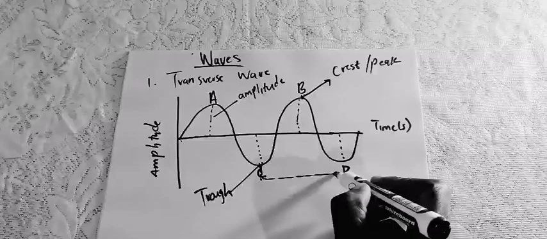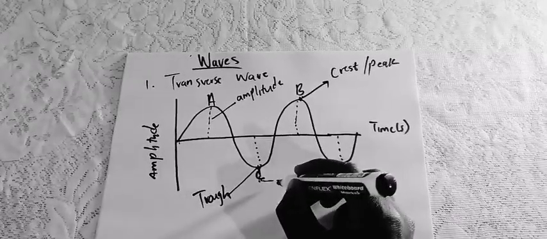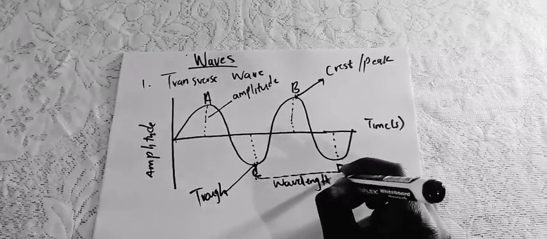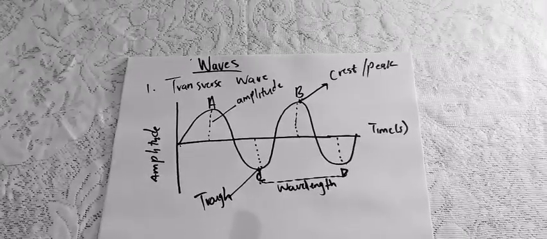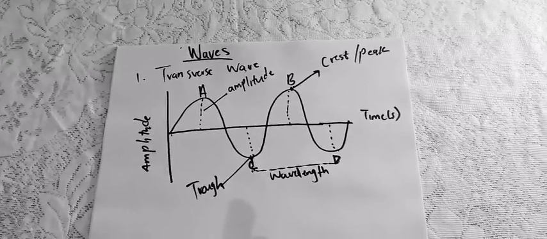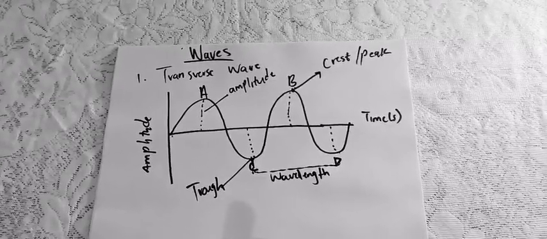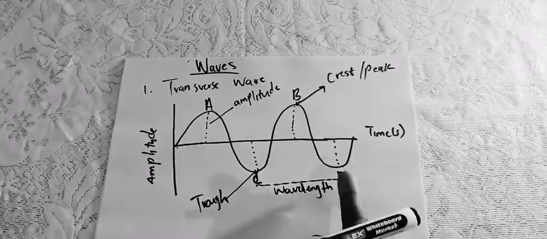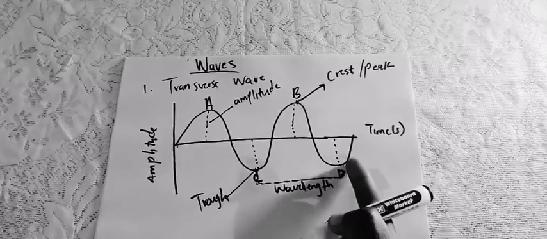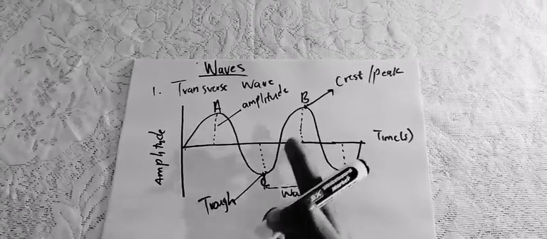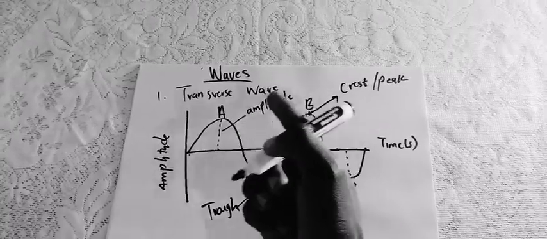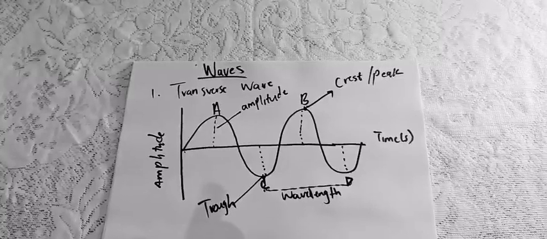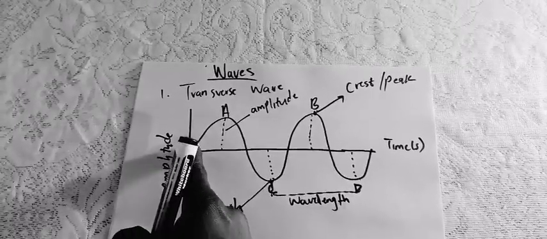Now from point C to point D, we say that's the wavelength. You see that it is a pulse. From C to D, it is a pulse, right? But it is the wavelength. I don't know if you can see that. C, B, D is a pulse. And C and D is the wavelength. D and C is the wavelength. Also from A to B is the wavelength. And that dotted line from A is the amplitude.